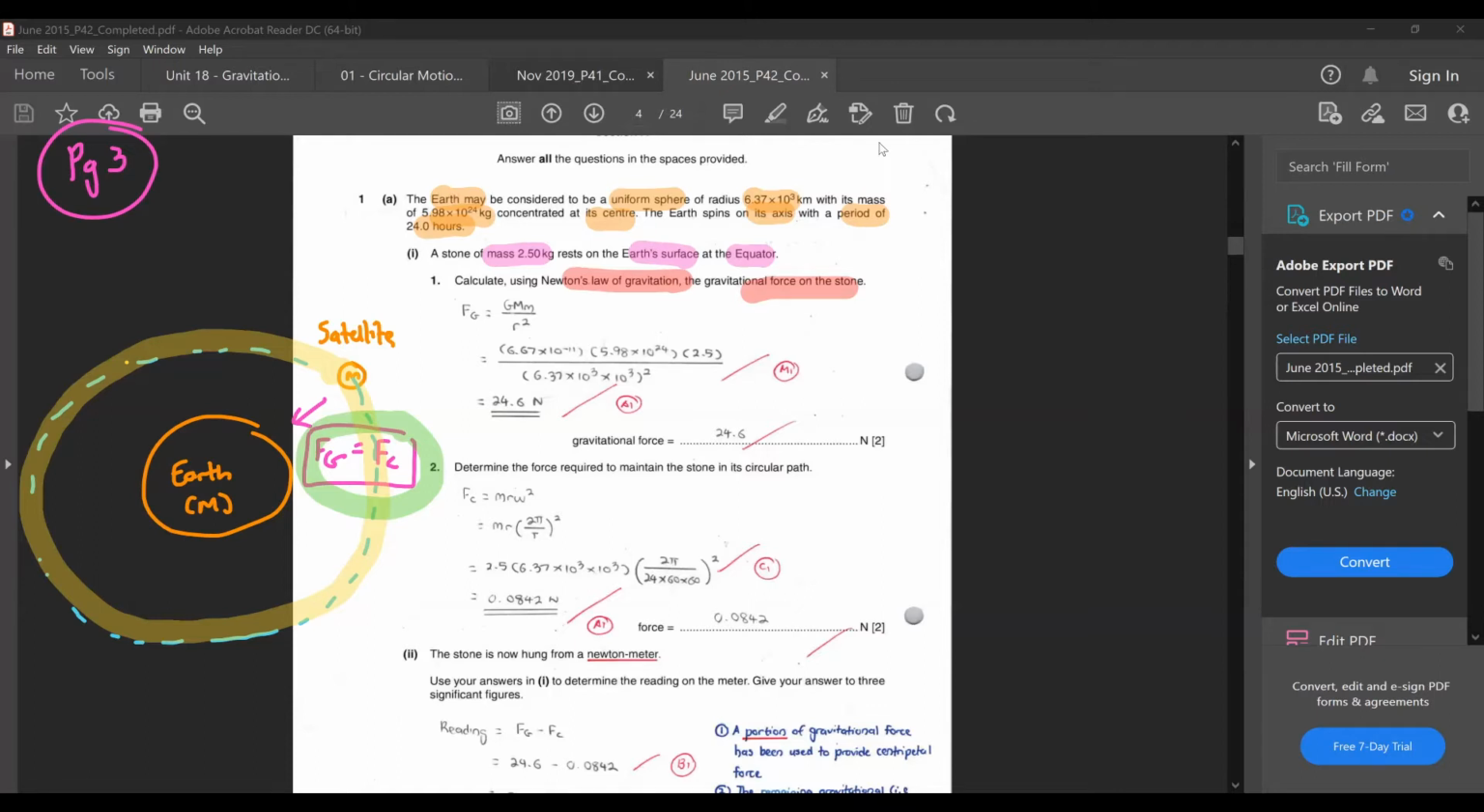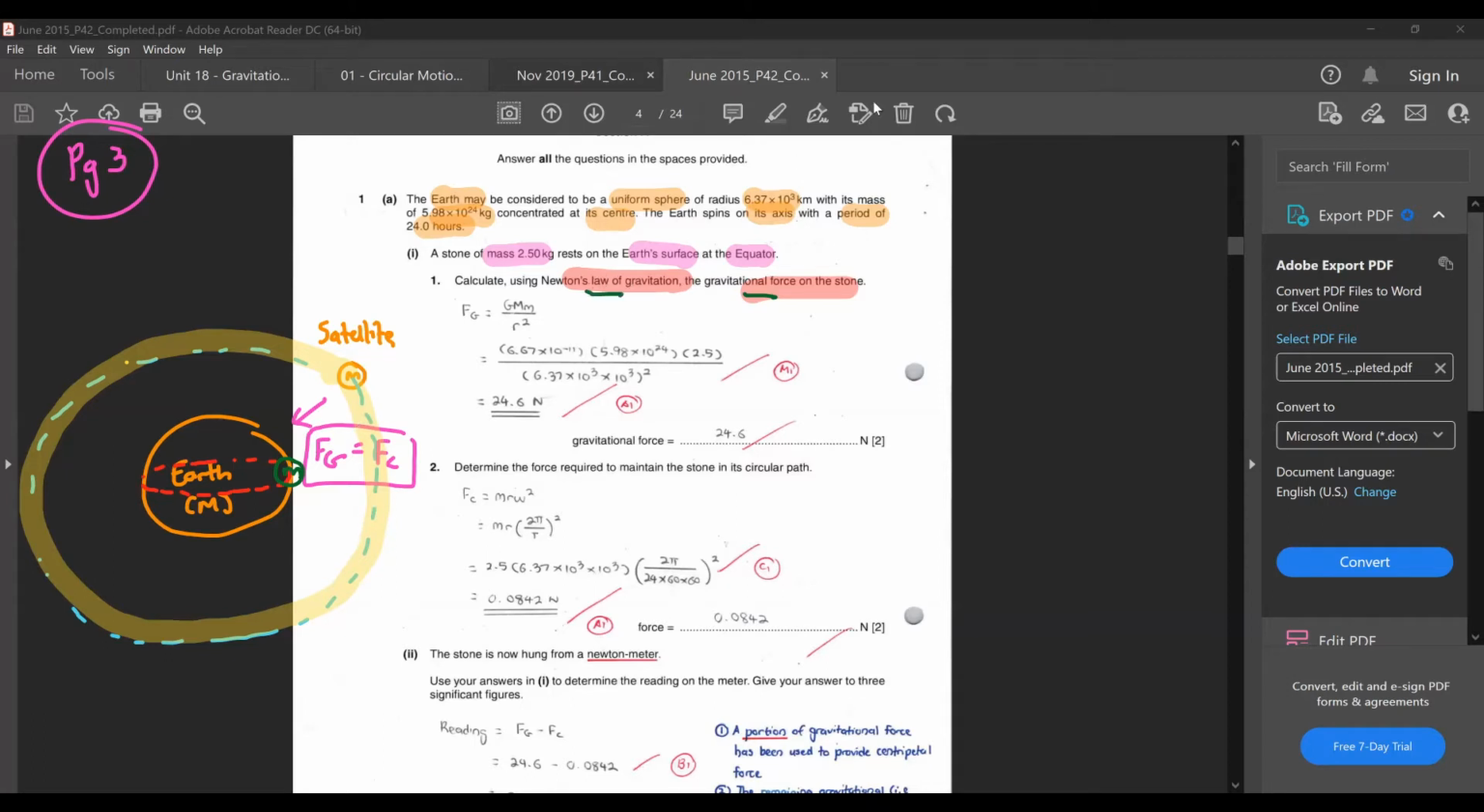So say for example, you have a stone right now. They say it's at the equator, right? Let me just try and draw it out here like this. You have a sphere like this. Okay, that's the equator. And then you have a stone that is situated near the equator. Okay, so here your stone is resting on the Earth. It is at the equator. They want you to find out the gravitational force acting on this stone using Newton's law of gravitation.